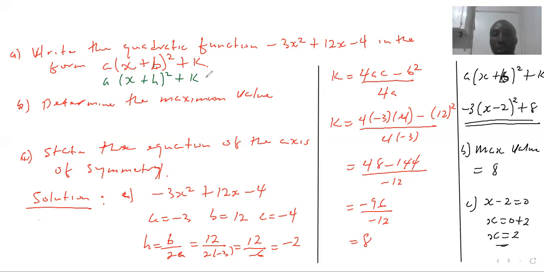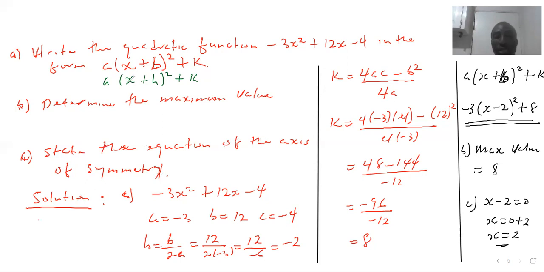So let's go through one more time quickly. Write the quadratic function negative 3x squared plus 12x minus 4 in the form of a open bracket x plus b squared plus k. I was telling you that don't panic when you see different letters here. What you have to know is the general formula, which is a bracket x plus h squared plus k. So in this case, wherever they have the b, that's the same thing as your h, and the k remains and the a remains, right? They say determine the maximum value for the second question. The third question, they say state the equation of the axis of symmetry.